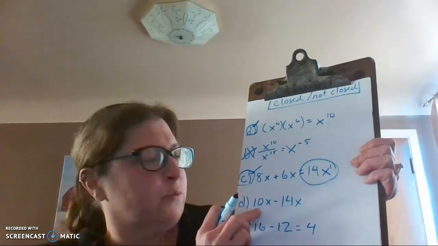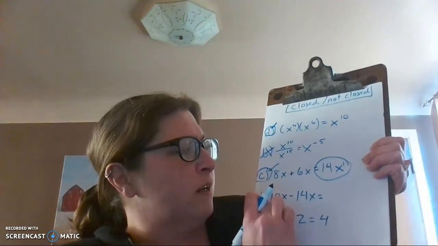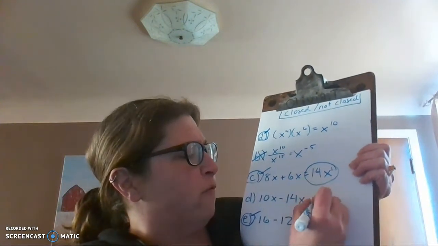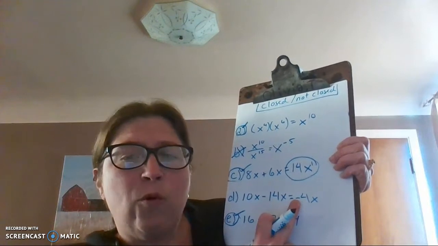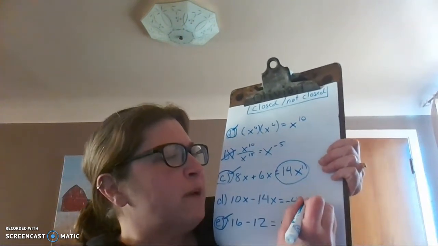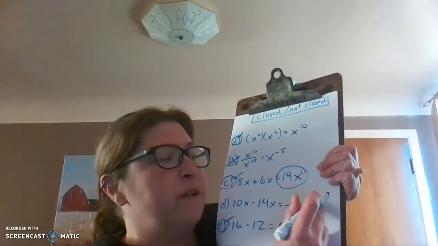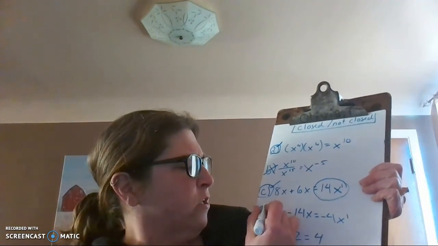Let's check this next one. I have 10x minus 14x. Again, like terms, just combine the coefficients. 10 minus 14 is a negative 4. Keep your x. It doesn't matter that this 4 is negative. The coefficient can do whatever it wants. What matters is my exponent. Again, technically there's a 1 here, so that is not negative. It is not a fraction, so yes, this is closed.